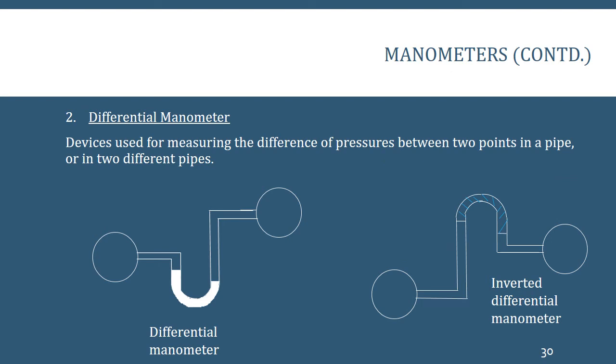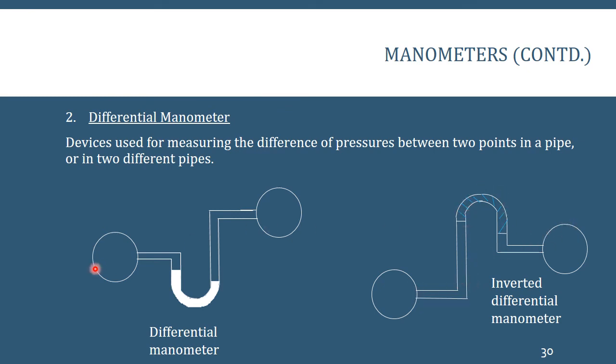So we have studied simple manometers. We will now be studying differential manometers. You can see that this U-tube manometer over here is connected to two pipes. This is a simple differential manometer and this is an inverted differential manometer. It's connected in an ulta fashion, in the upside down fashion.